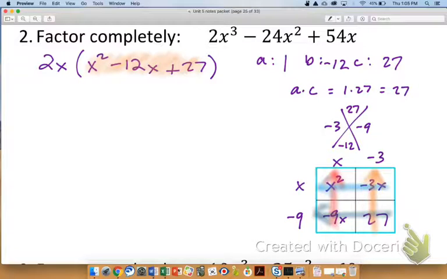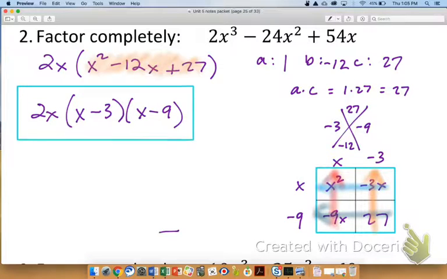So guys, we're ready to write our complete factorization. Here it is. The 2x did not go anywhere. And this factors as x minus 3 times x minus 9. What I'm putting in this turquoise box is the complete factoring.